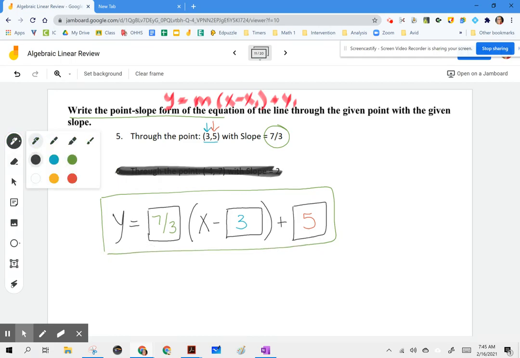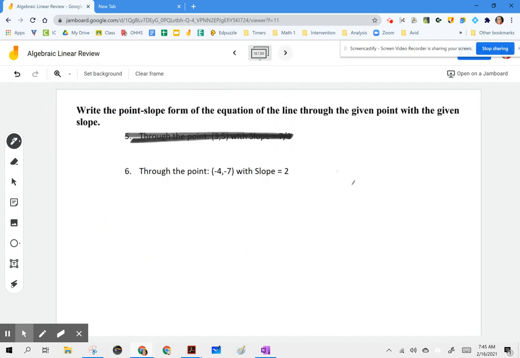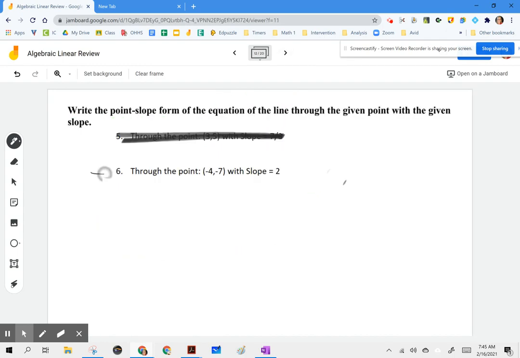Now what I could do is write it without all the boxes. So my final answer would be y equals 7/3 x minus 3 plus 5. And then that's what I would box to simplify my final answer. So go ahead and try that with number 6.